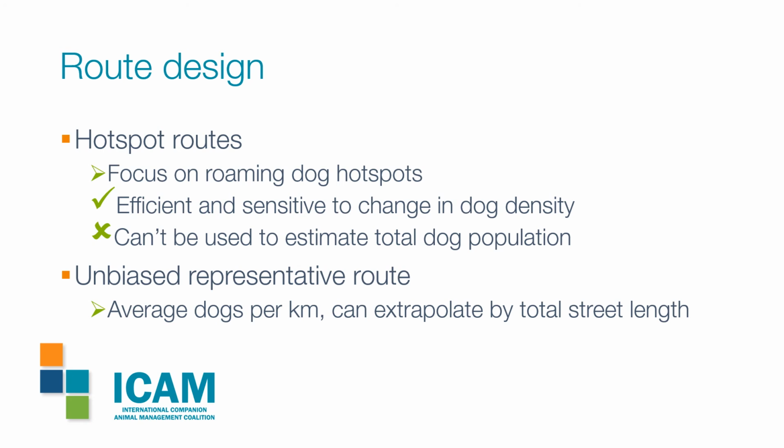I want to talk very briefly about designing your route. In the previous slide, I mentioned sticking to a standard route. So you better design a good one at baseline, because this is going to be resurveyed for many years. Now, the route that I drew in that Kathmandu example that we used in the Sweetie game was unbiased with regards to roaming dogs, and it was representative with regards to different road types and building types.